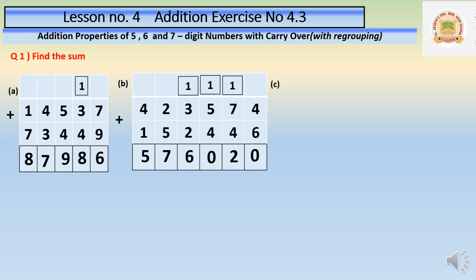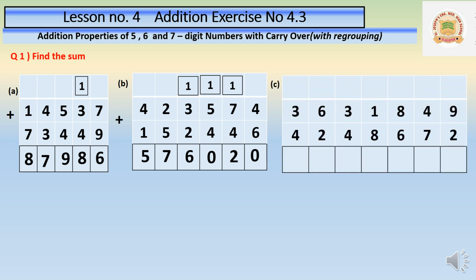Okay, let us do the next question. See, the given question is 36,31,849 plus 42,48,672. Now add the 1's place number. 9 plus 2, 11. 1 will be in the 1's place. And the carry number will be in the 10th place.